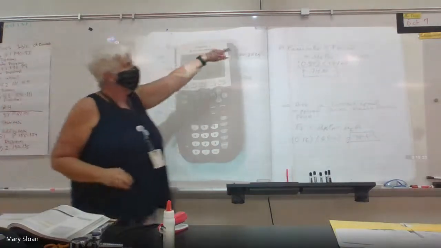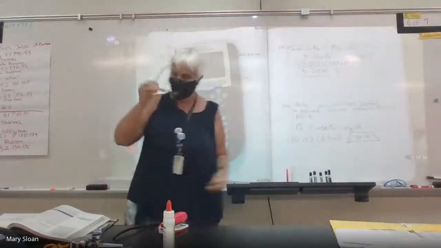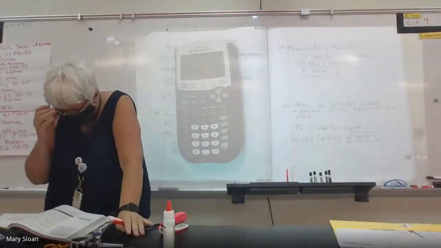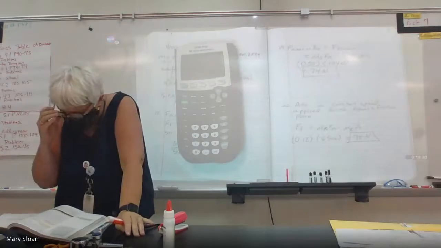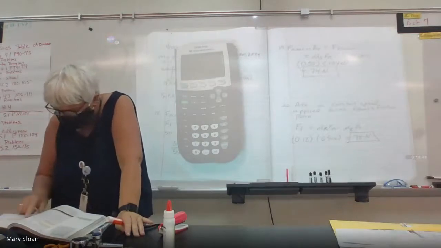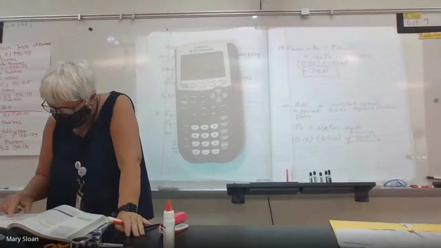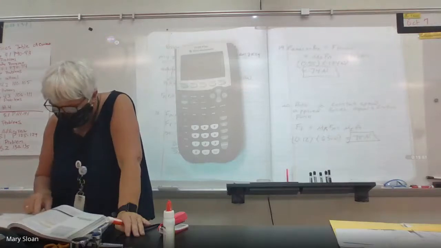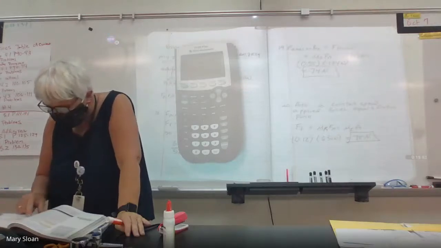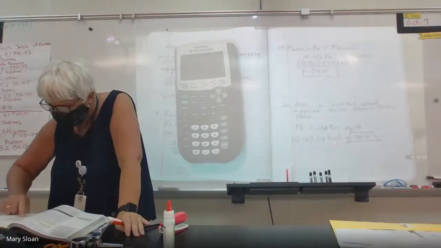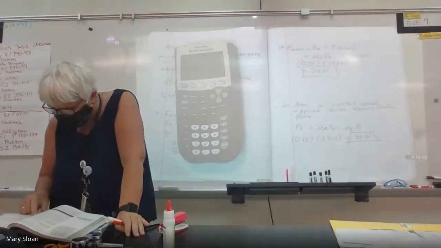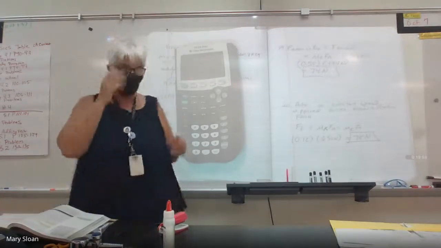Okay. So let's look at number 19 now. Number 19 says, Mr. Ames is dragging a box full of books from his office to his car. The box and the books together have a combined weight of 134 newtons. If the coefficient of static friction between the pavement and the box is 0.55, how hard must he push horizontally on the box in order to start it moving?